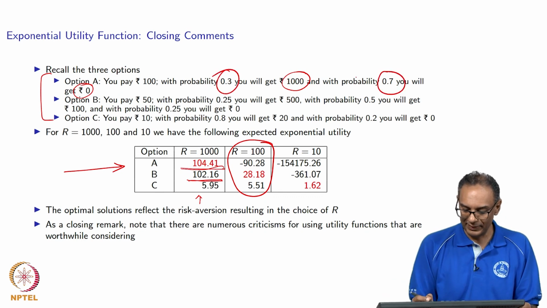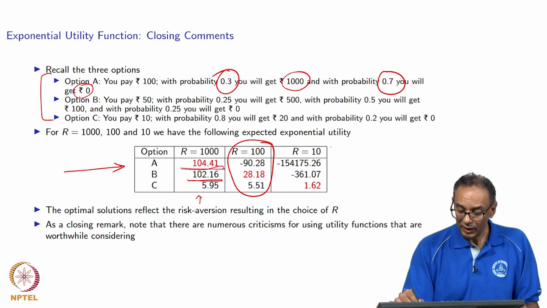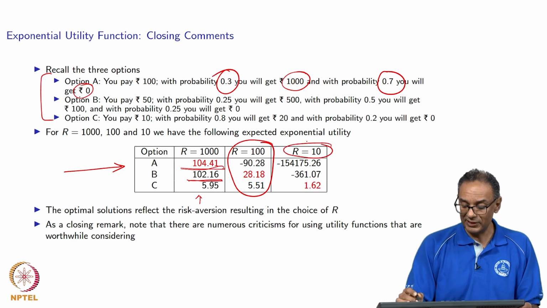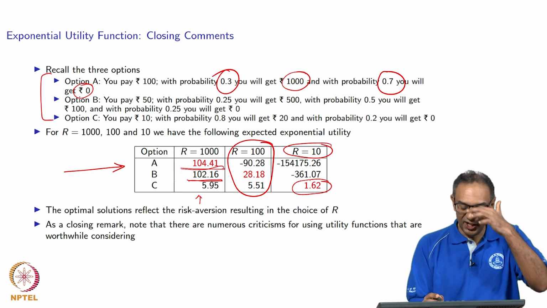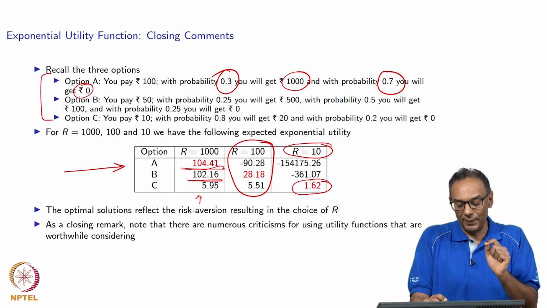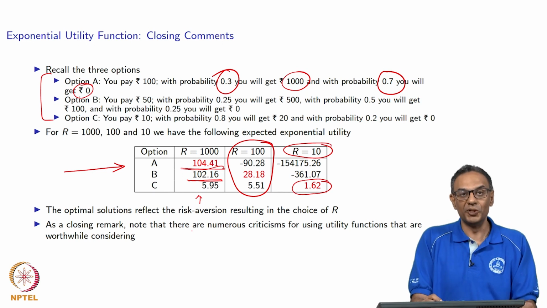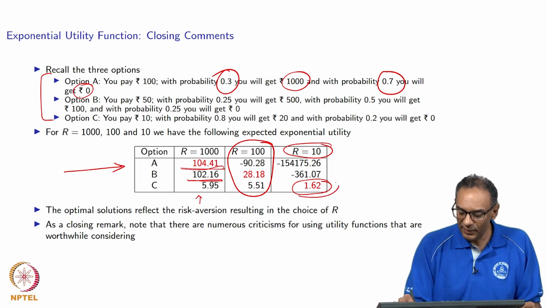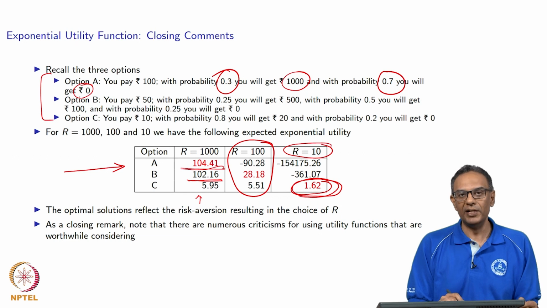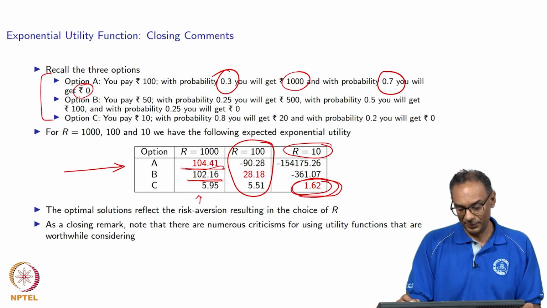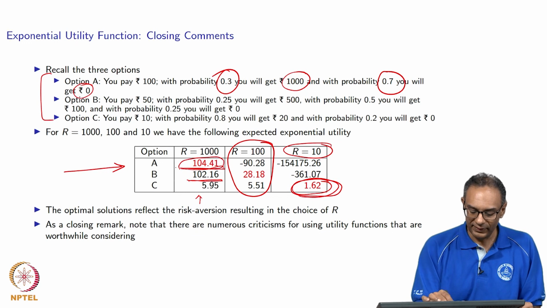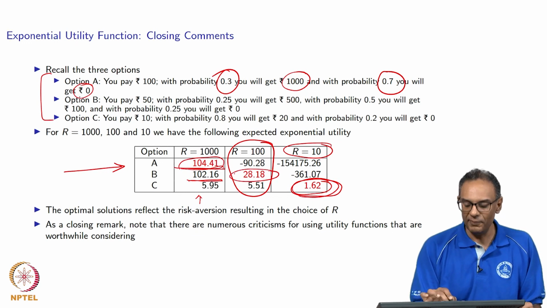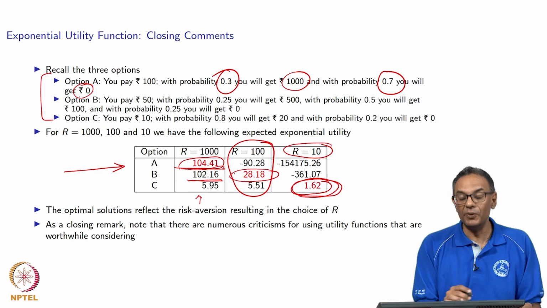So you look at this and you'll see that if the R value is really small, your expected utility is really tiny. So depending on your R value, that is what becomes a big deal in terms of which option you would use. You would be extremely conservative if your R value is small, and you will pick the third option. If your R value is high, such as 1000, you would pick option A. If your R value is somewhere in between, say 100, then you would pick option B.